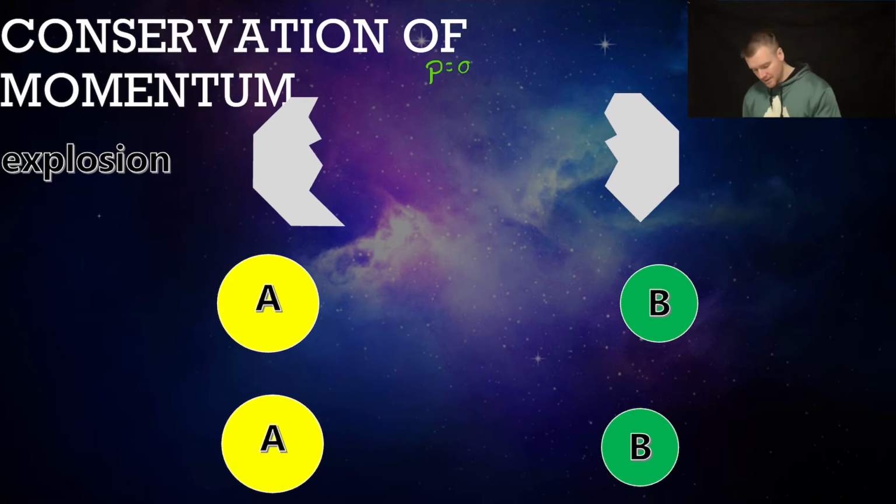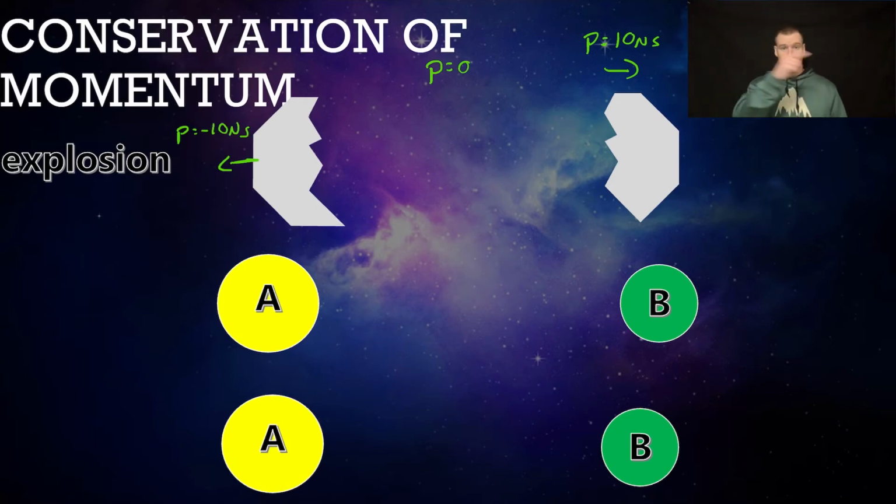So let's say that this piece over here is moving with a momentum of P equal to 10 Newton seconds, positive in that direction. That means the other piece here has to be moving this way with P equal to negative 10 Newton seconds. So we have positive 10, negative 10, that total is zero. And our starting total was zero, so momentum is conserved.